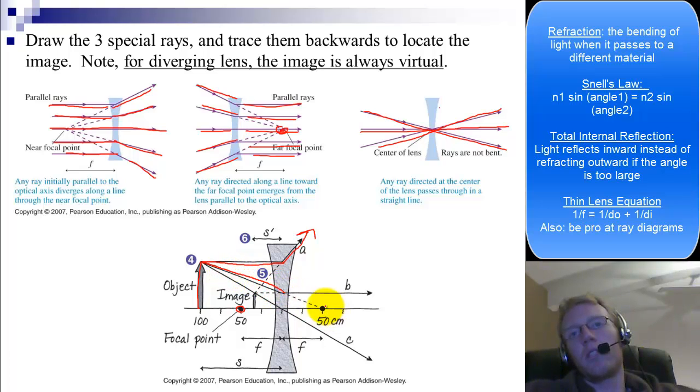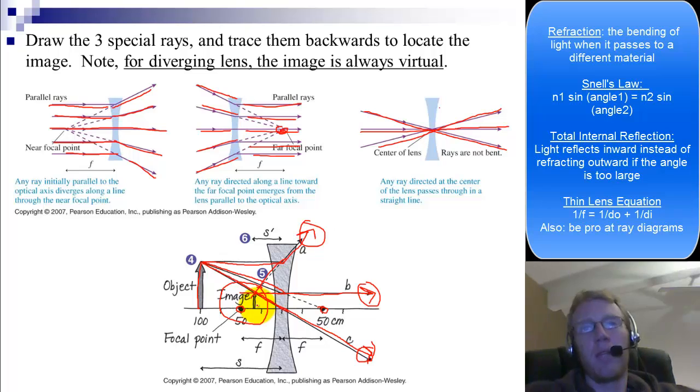So in towards this focal point, and then out parallel. And the third one is straight through the middle. So we've got these three rays, 1, 2, and 3, and we trace them backwards to see where they came from, 1, 2, and 3, and we can see the image is located right here, right where they came from.